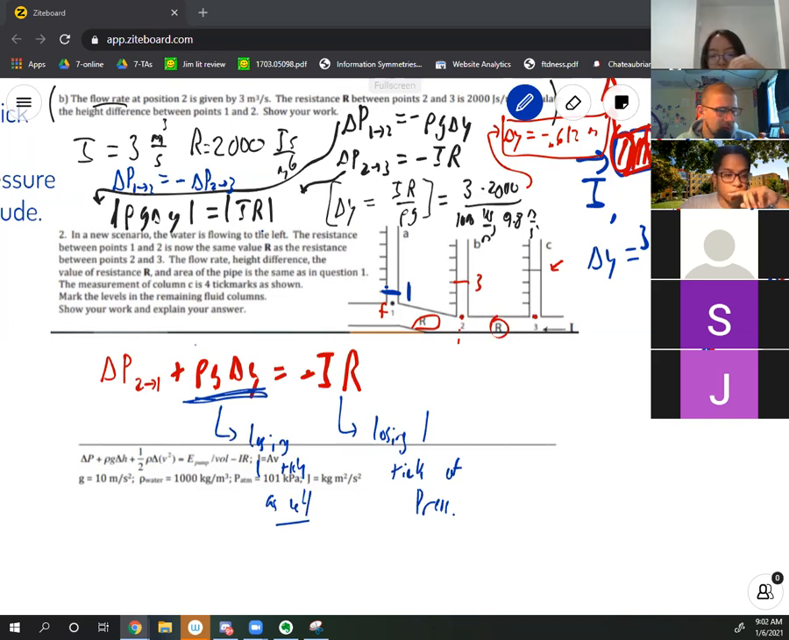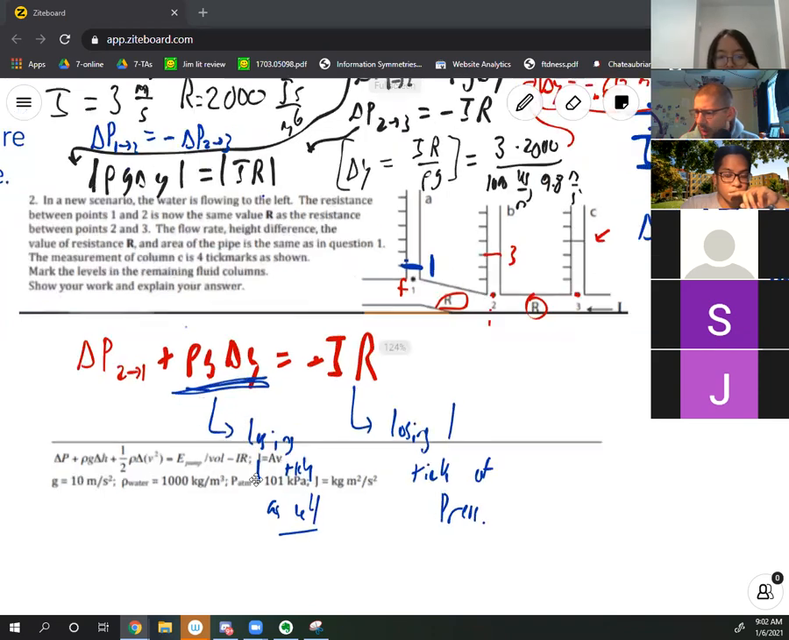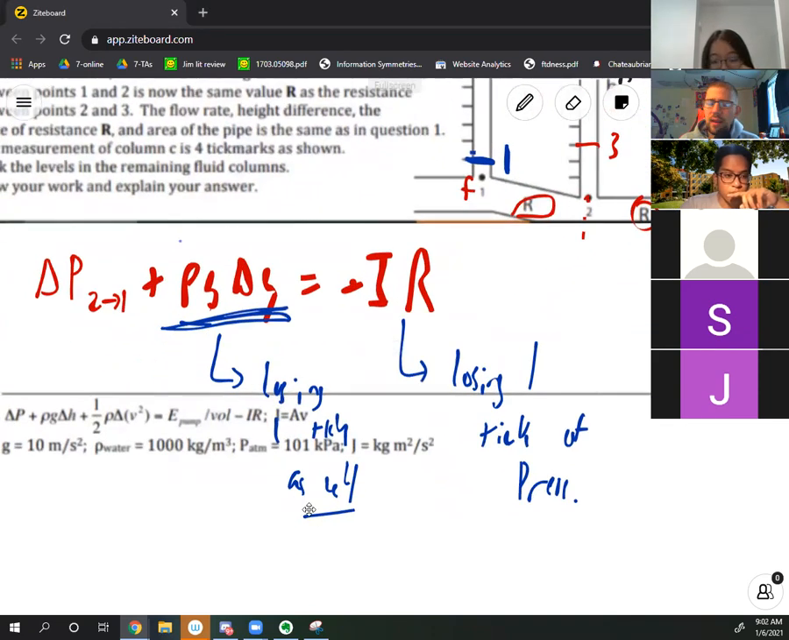All right, what does it say under rho G delta Y? Under rho G delta Y, it says losing 1 tick as well. So that's to say that the change in height also corresponds to a 1 tick loss in pressure, 1 tick loss in my pressure gauge.